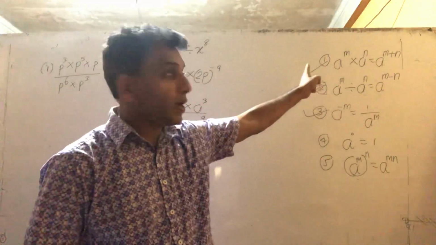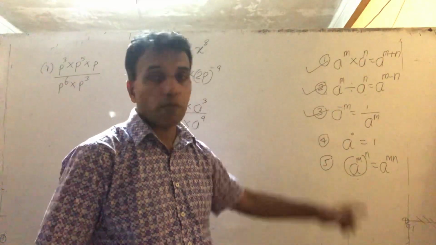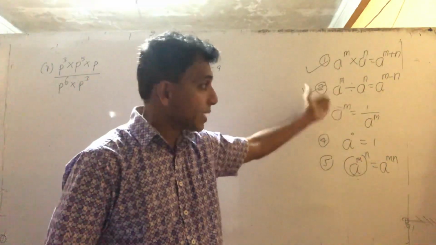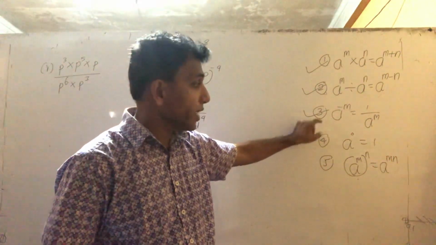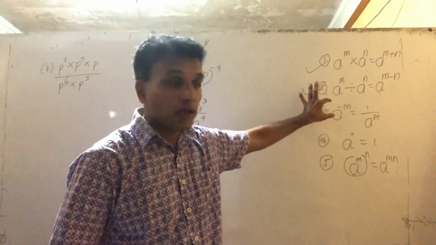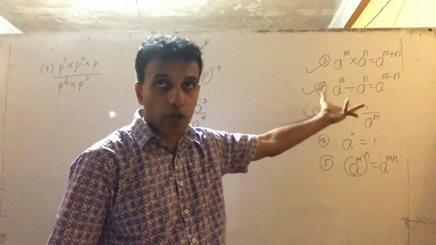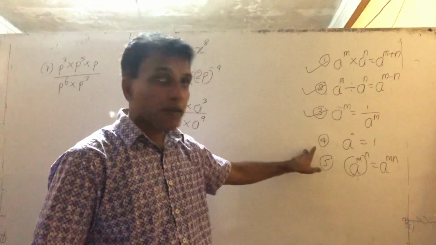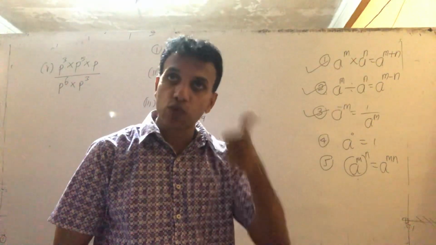The first rule: when bases are the same and you multiply, add the powers. Second rule: when bases are the same and you divide, subtract the powers. Rule number 3: we won't write the negative power. If it comes in negative index form, show it as a reciprocal, 1 over. Today we'll see power 0: any number to the power 0, the answer is 1.